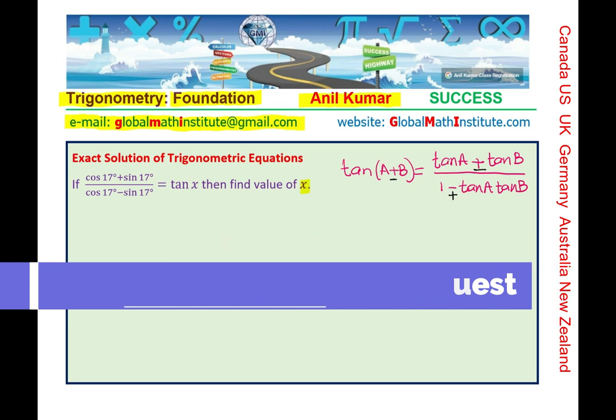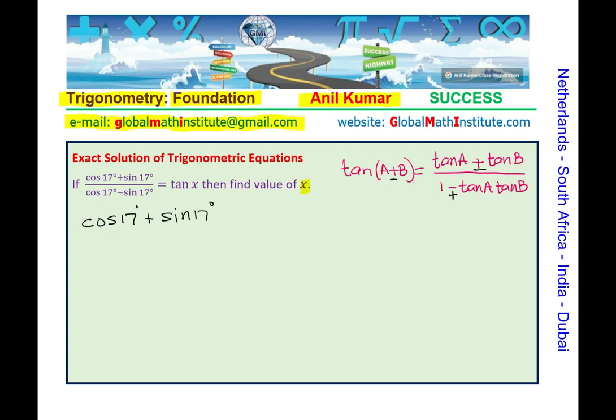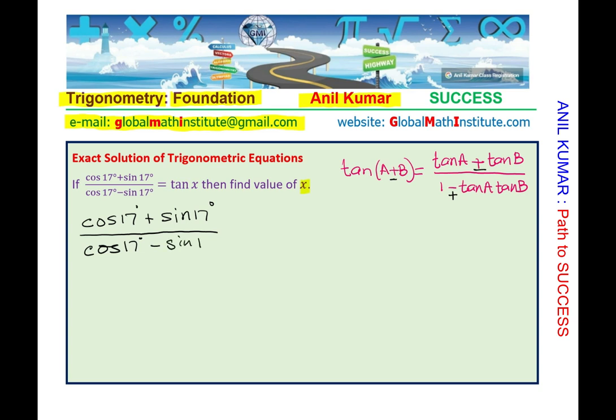Now, let's continue with the solution of the problem. We are given the sum of sine and cosine, and the difference of cosine and sine, and we want to know how it relates to tan x. So, as I said, the tan(A plus B) formula is given to you. How do we use it? Let's copy the question first. We have cos 17 degrees plus sin 17 degrees over cos 17 degrees minus sin 17 degrees.